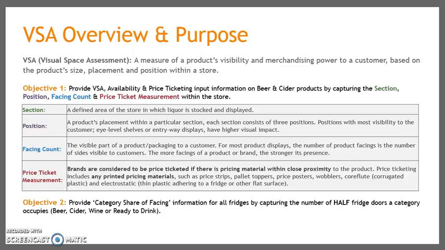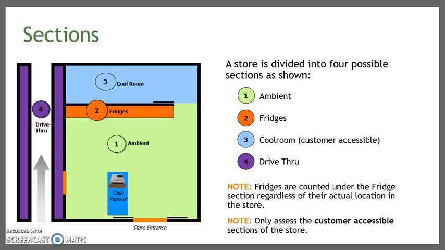We will start by outlining the requirements for Objective 1, the main component of the VSA. A typical store is divided into 4 sections. These are the ambient section, meaning the general shop floor, fridges, cool room, and drive-through. Every store should have an ambient section and fridges. Not all stores will have a drive-through or a customer-accessible cool room. Therefore, staff-only cool rooms and store rooms are not part of the VSA check. We recommend that it is best to complete all of one section before moving on to the next one.